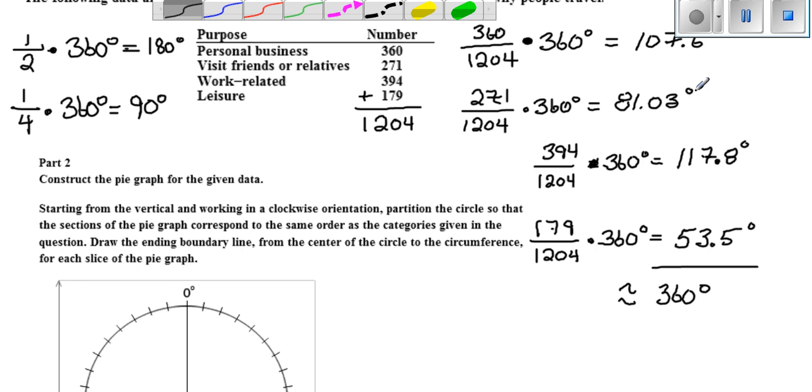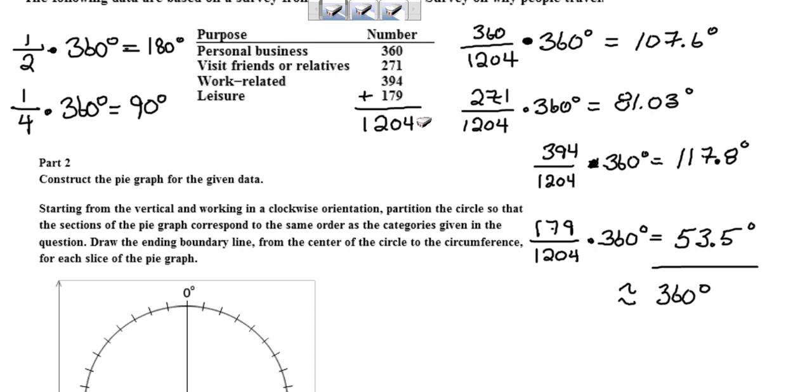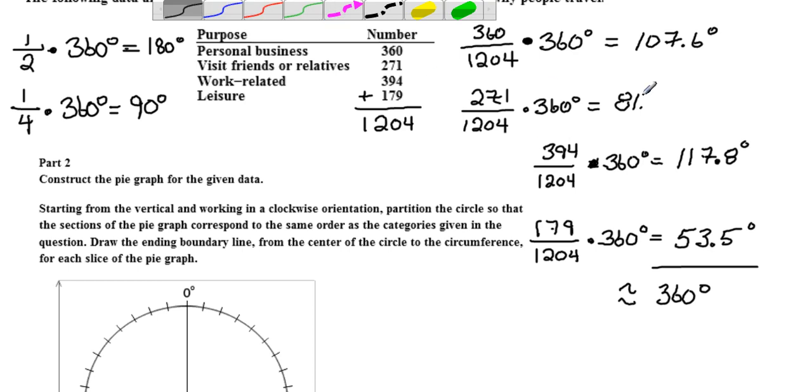I'm going to jot these numbers down on my paper, so that I have them at hand when we're looking at them on the actual Connect software. I also want to make a note that on visit friends and relatives, I actually had 81.03. We want to round that to the nearest tenth, so that tenth was a zero, so it would just be 81 degrees. I just want to clarify that for any confusion in the future.